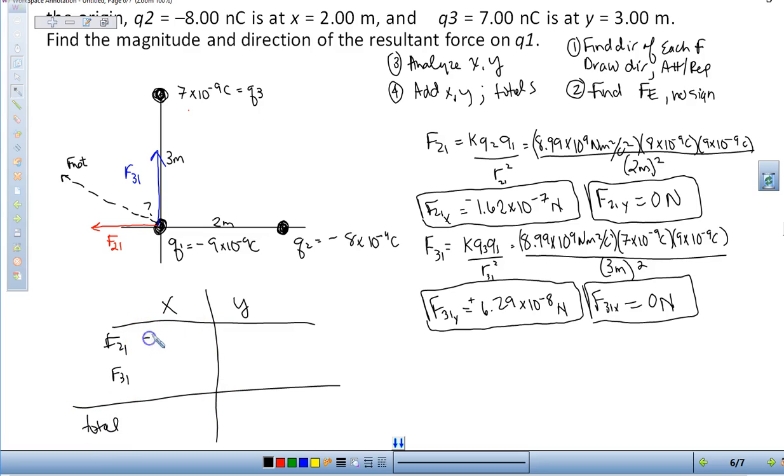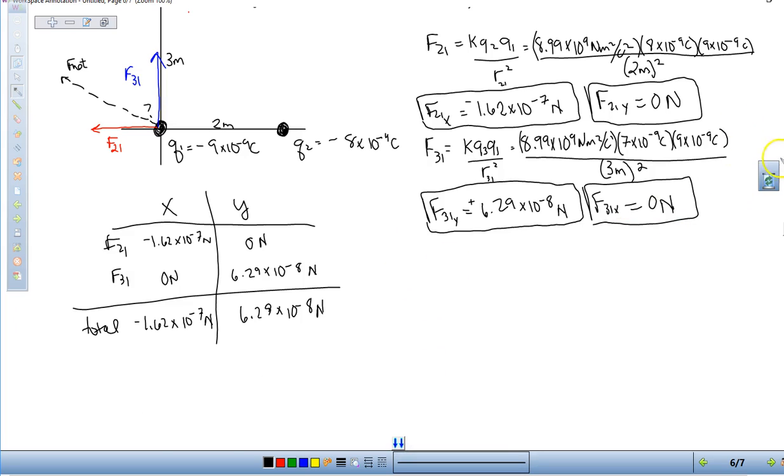My x 2, 1 is negative 1.62 times 10 to the negative 7 newtons. This one is going to be 0. This one is going to be 0. And this one is going to be 6.29 times 10 to the negative 8. Which makes adding them nice and easy because we're just adding 0 to each of these. So woo on that.